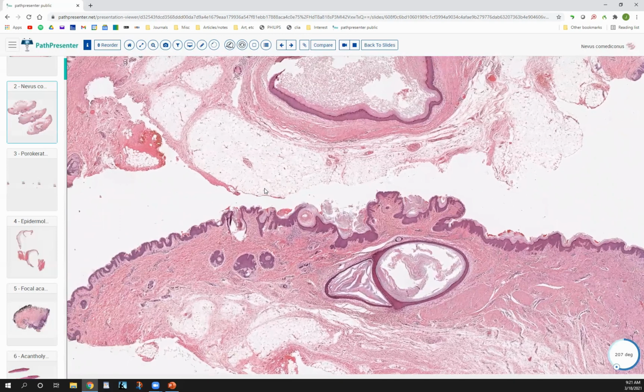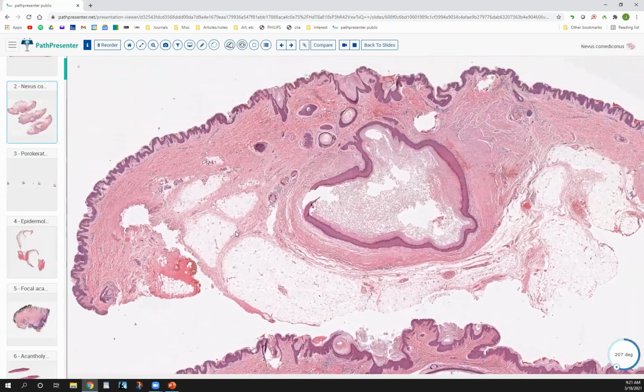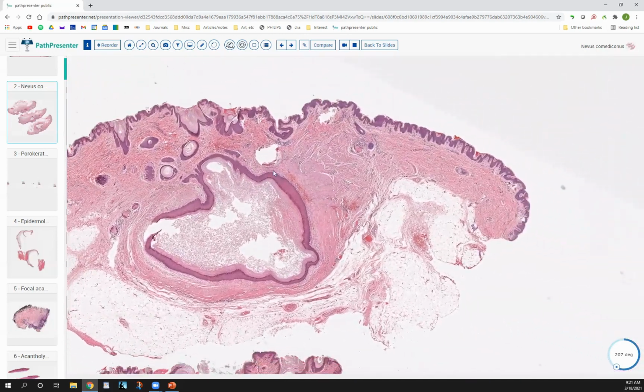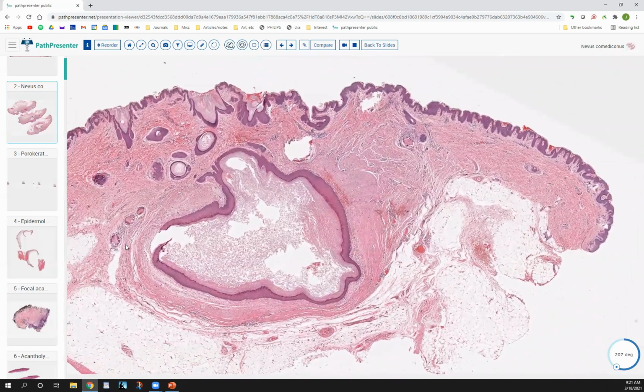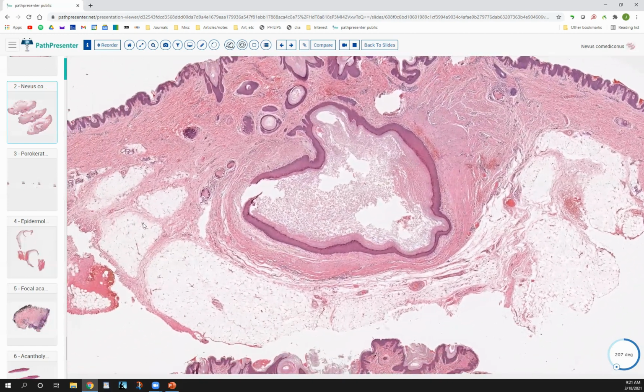Maybe it's on the palms and soles. I mean, that would be a warning sign that something's not quite right for an epidermal cyst to occur on the palms and soles. It's a little weird. And it's a younger patient maybe. So this is actually a nevus comedonicus.